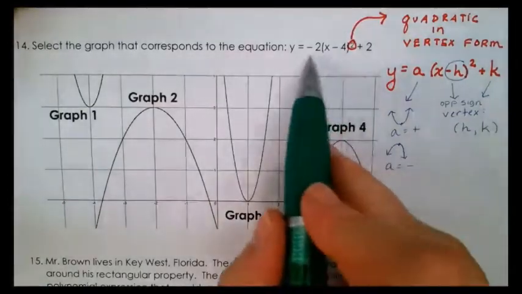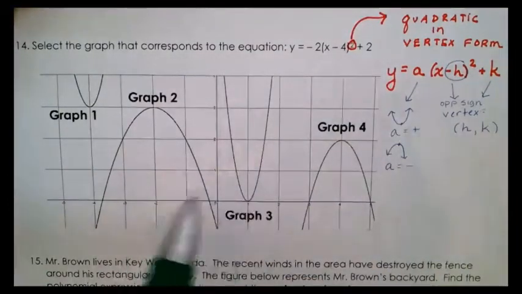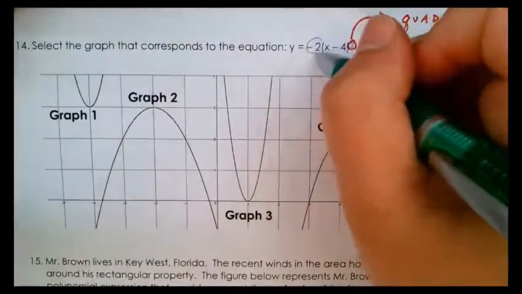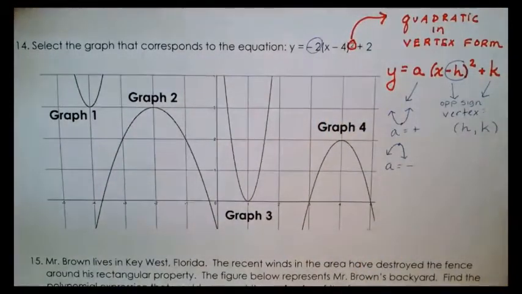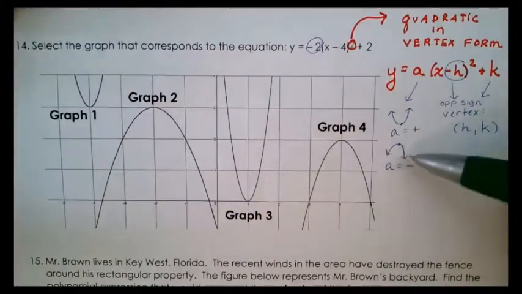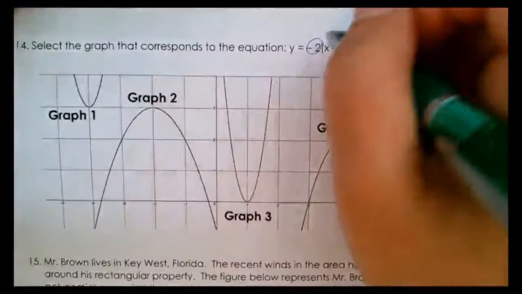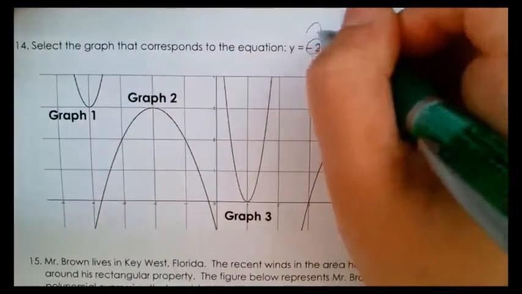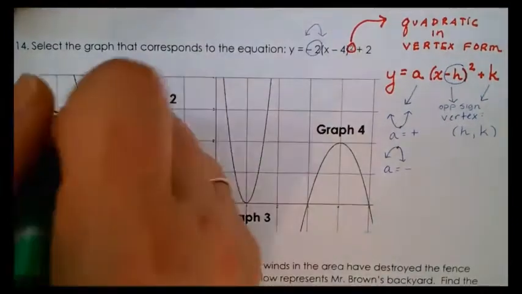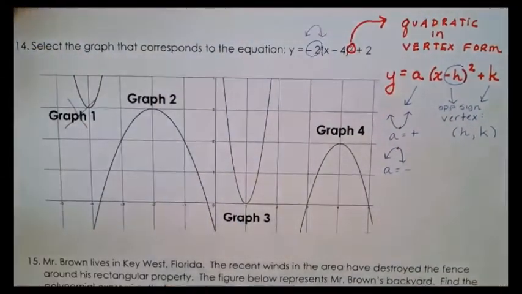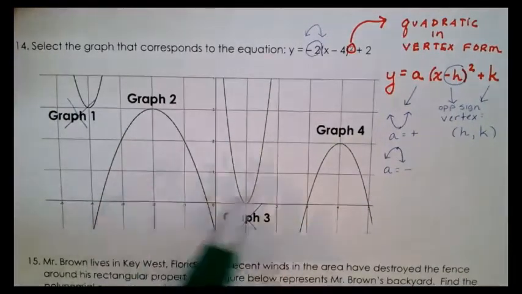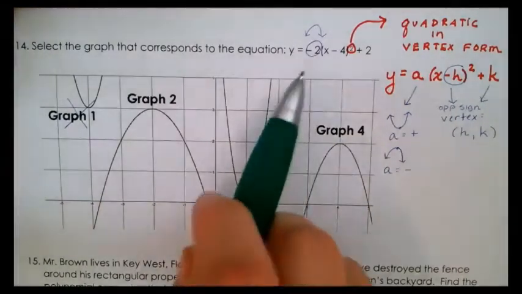That means that in your equation, we have a couple of pieces of information that are very important. The negative 2 will tell you if it opens down or opens up. Since it's a negative, we took note that it's going to open down. It's going to be facing down. So you're going to have a quadratic facing down because of that negative. Now that means your answer is not going to be graph 1. It's also not going to be graph 3. You're either going to select graph 2 or graph 4 because there's a negative there.